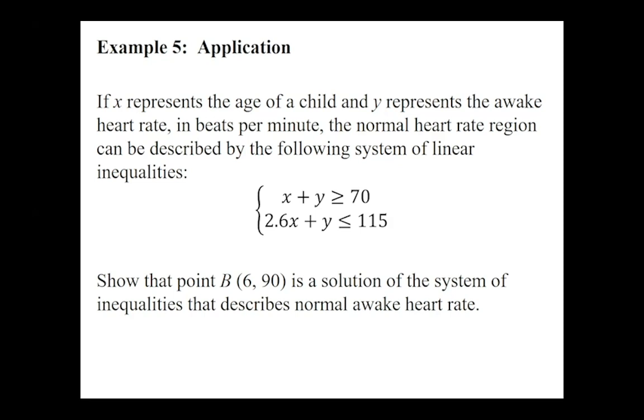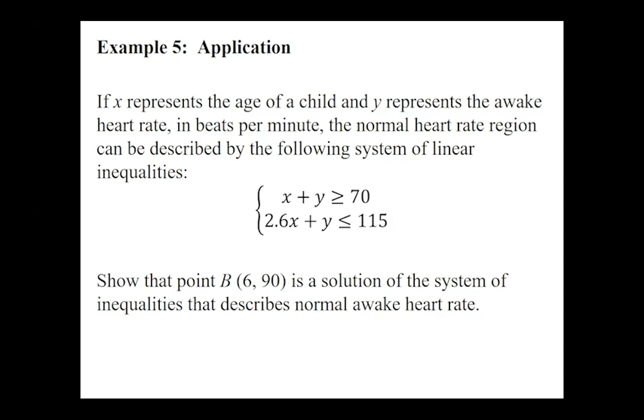So to show that it's a solution, we would have to plug 6 in for X and 90 in for Y, and show that X plus Y, 6 plus 90, is greater than or equal to 70. Well, that's very quickly 96. That is greater than or equal to 70.